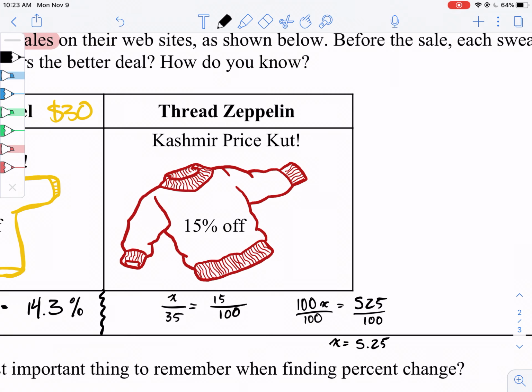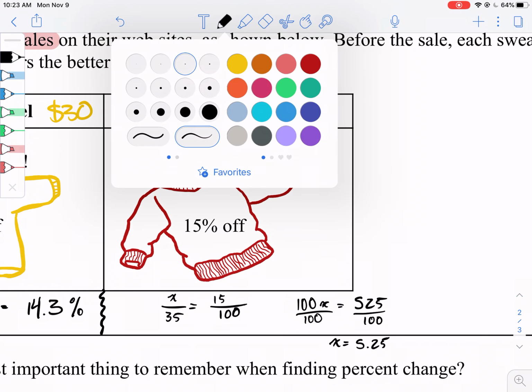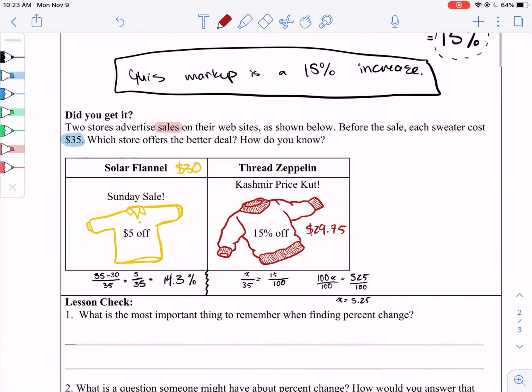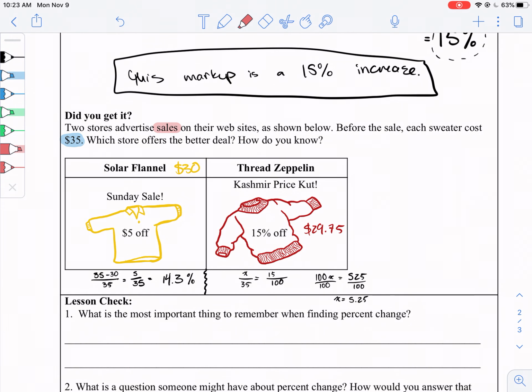Or if you wanted to finally take that and do, okay, what is 35 minus 5.25? Excuse me. That tells you our final price here is $29.75. So our cashmere is in fact the better deal. You should all head over to Thread Zeppelin, but it's only a 25 cent difference. So if that's going to be super out of your way, you'll want to go with this guy.